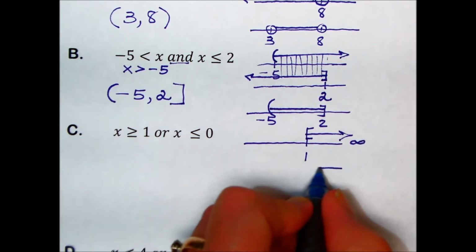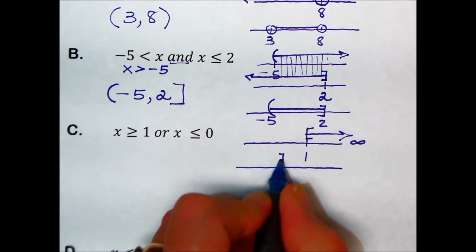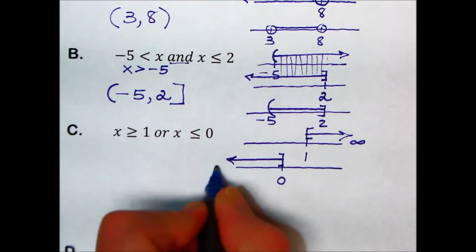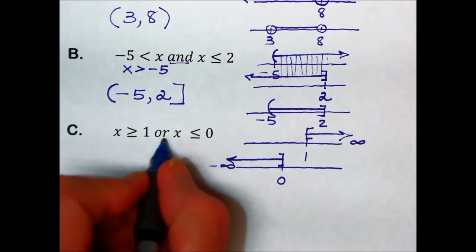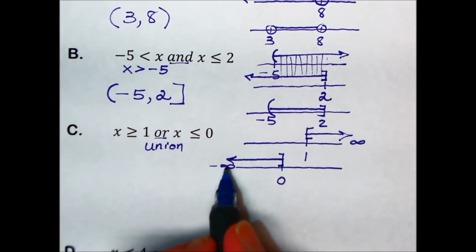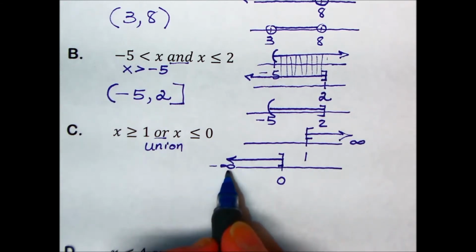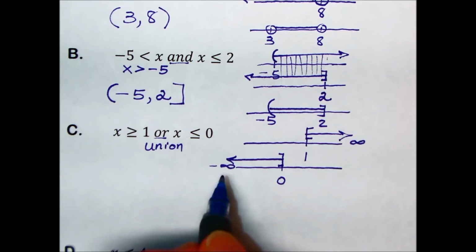x less than or equal to 0 would be here. We're including the 0, so we'd use a bracket, and it's continuing to the left, getting ever smaller, headed towards negative infinity. And the or is asking us for the union. Our solution should be elements from this set or this set. So we are not looking for common, we're just including all of the elements together.